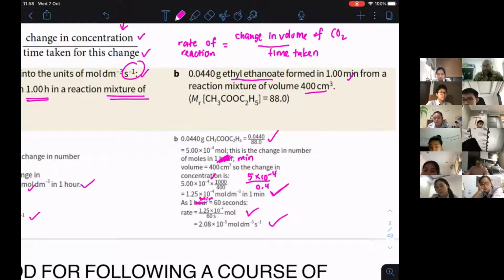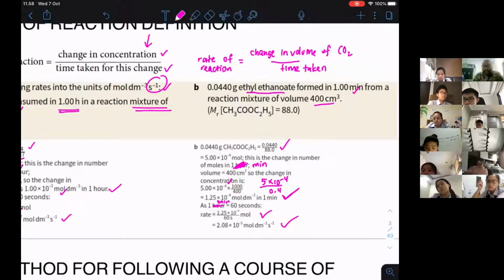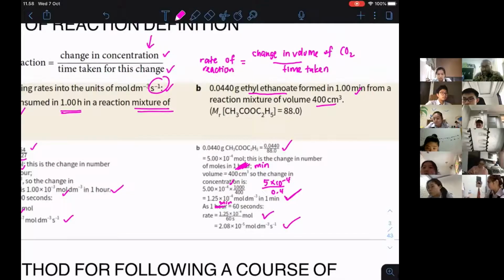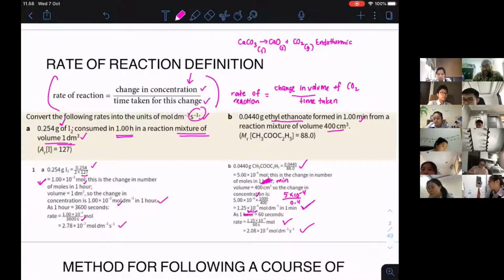Something like that. All these are taking into consideration if you are using the formula rate of reaction as change in concentration divided by time. But do remember they are not limited to this formula alone. It can also be change in volume divided by time taken. But again, when you have rate, it means something divided by time.